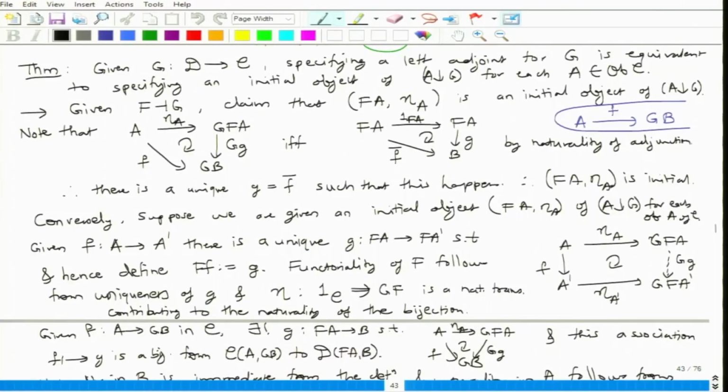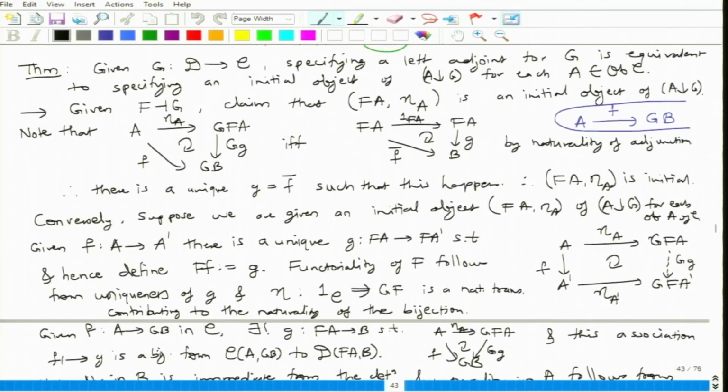Okay, so we are looking at properties of adjoint functors, and we gave a criterion for having a left adjoint for a given functor. Specifically, we said that given a functor G from D to C, specifying a left adjoint for G is equivalent to specifying an initial object of an appropriate arrow category for each A in C. So we are asking for the existence of a bunch of initial objects for a bunch of arrow categories at the same time.